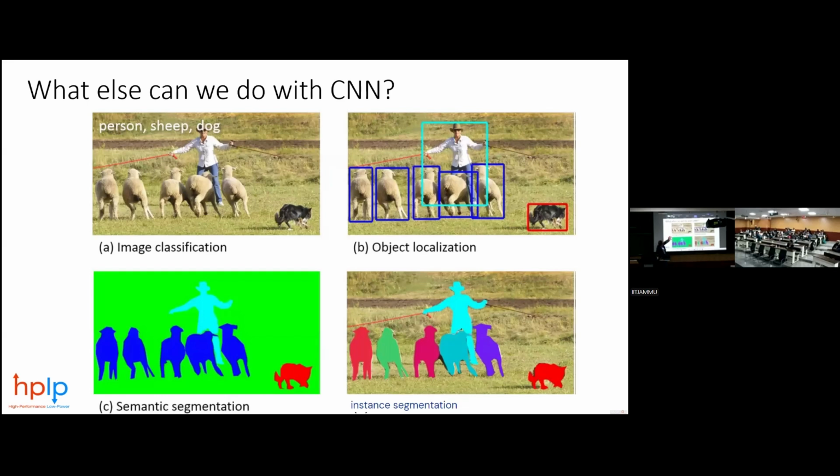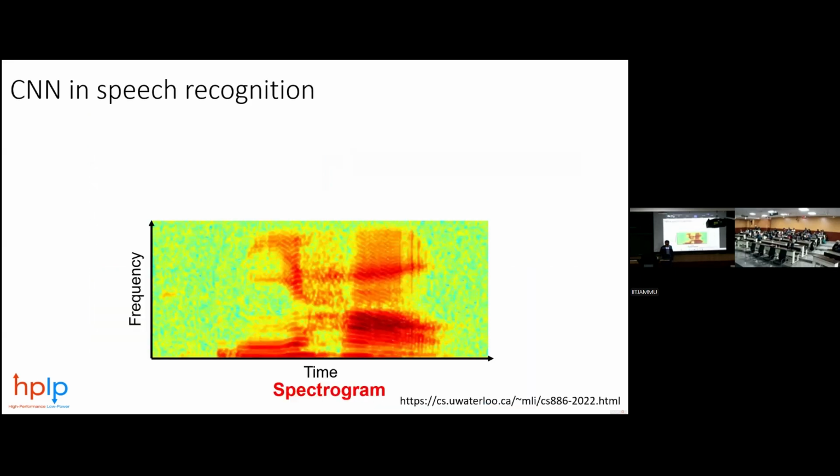Something else than classification: classification is finding the sheep, the dogs, and the human. The other is localization: where are the sheep? Or the other is segmentation, basically identifying the shapes of the different objects, and then maybe even identifying one sheep from another, and that would be instance segmentation.